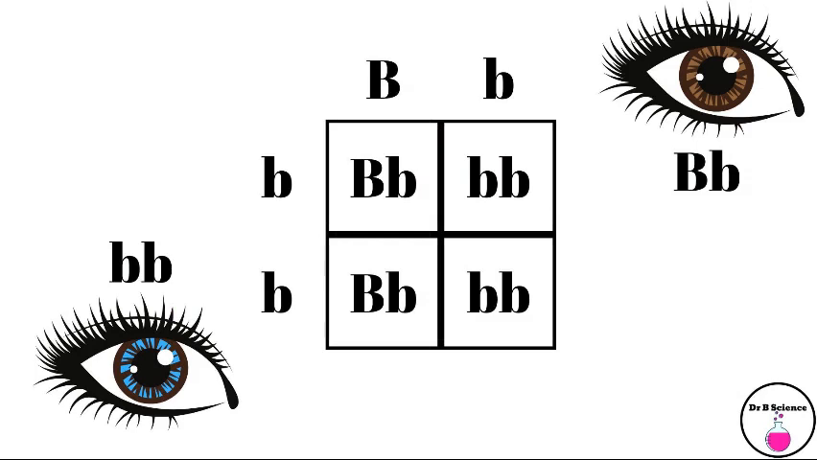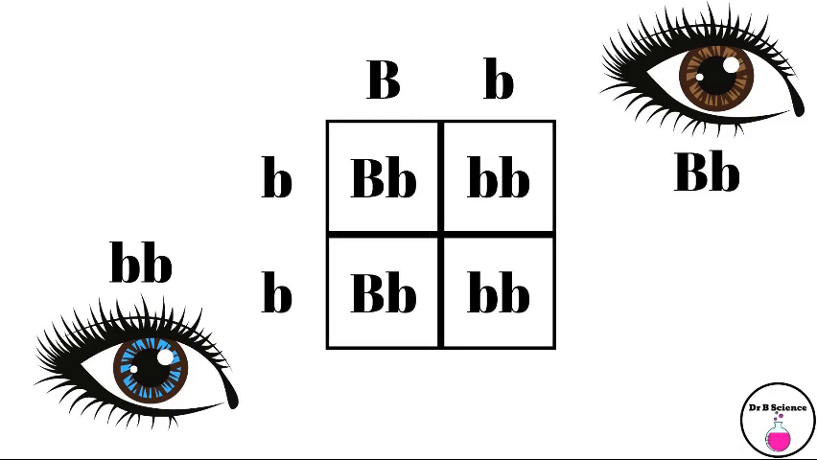Let's take eye color, for example. If we look at the color of the eyes, the brown color, represented by a capital B, dominates over the recessive blue color, represented by a lowercase b. If we have a heterozygous parent, they will have one of each of the alleles. Because brown is dominant, they will have brown eyes.